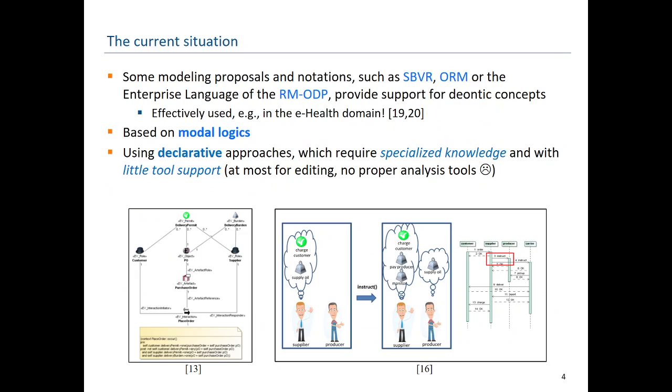There are already proposals to specify deontic rules in software systems, and even standard notations such as the OMG's Semantics of Business Vocabulary and Rules, SBVR, or the Object Role Modeling, ORM, or the ODP Enterprise Language. They have proved to be useful in particular domains, such as e-health. They normally use modal logics and declarative specification approaches. The problem with these approaches is that they require specialized knowledge, skills, and tools, which are not very common, especially when compared with the knowledge, skills, and tools available for static analysis of software specifications.